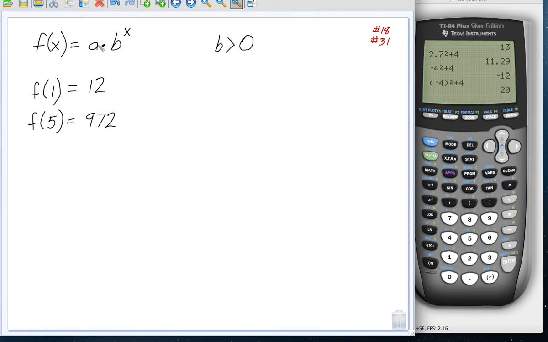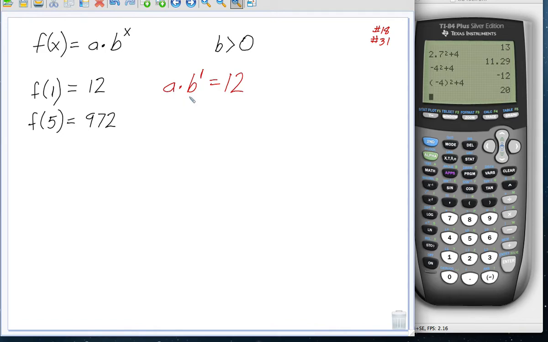So we don't know much about it other than the fact that when x is 1, the function is 12, and when x is 5, the function is 972. Alright, well, so let's see what that does for us. The fact that x is 1 gives us a 12 tells us that if I do a times b to the 1 power, that equals 12.